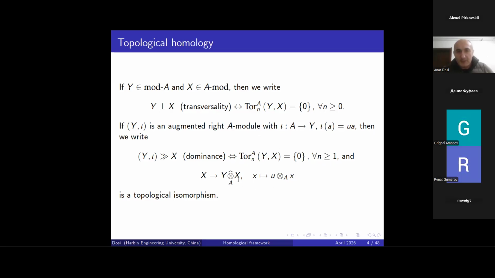And as the zero term, we have this topological isomorphism, with Y from the left and X from the right, resulting, using that u, in a topological isomorphism with X. If this happens, we say that we have a dominance. So these are the two key properties of Taylor's construction.